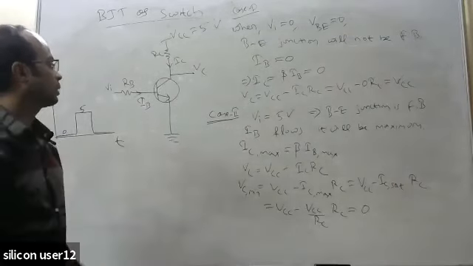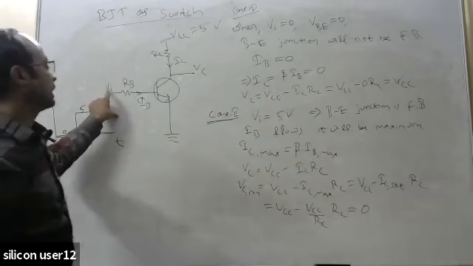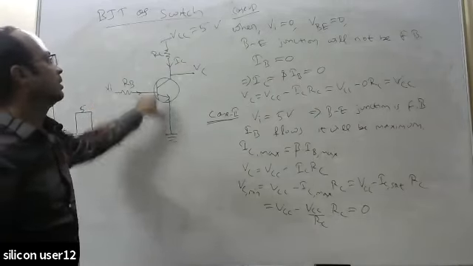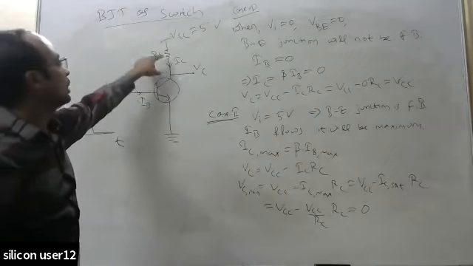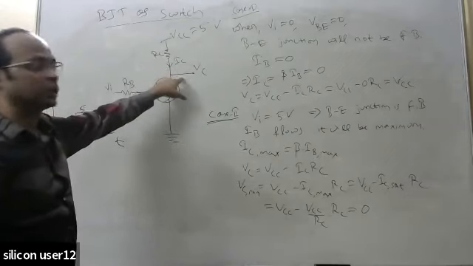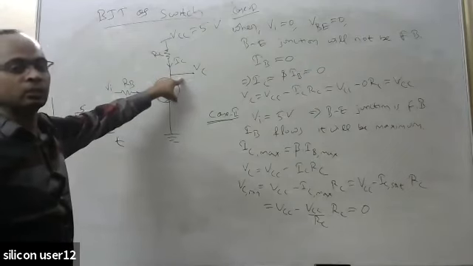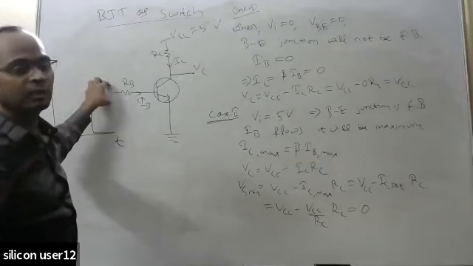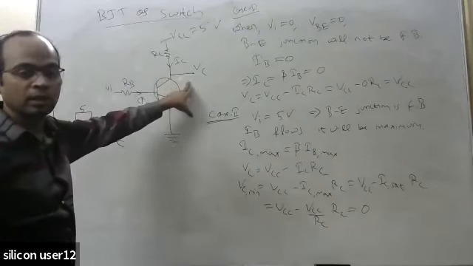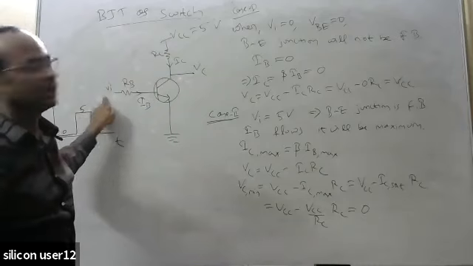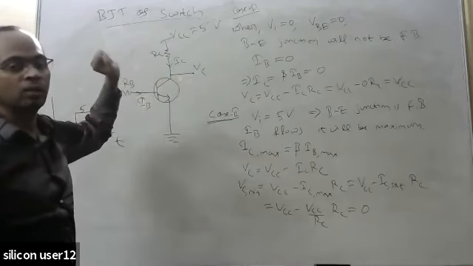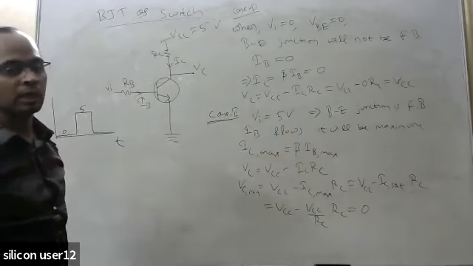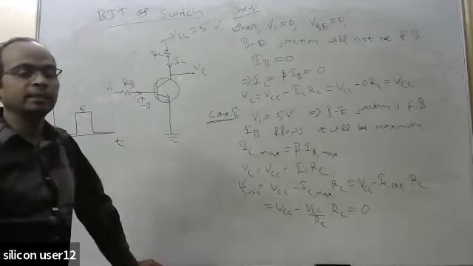So the point is that if the input voltage is high, then the base current is high, so the IC current will be very high. If the IC current is very high, this VC will be a very low quantity. That means your input is switching. If you are applying a high voltage on the input side, the output is low. If the input is a low voltage, then the output is high. So your BJT is acting as a switch. This is the concept of the BJT as a switch.